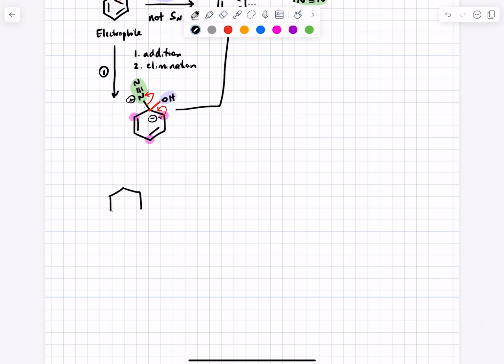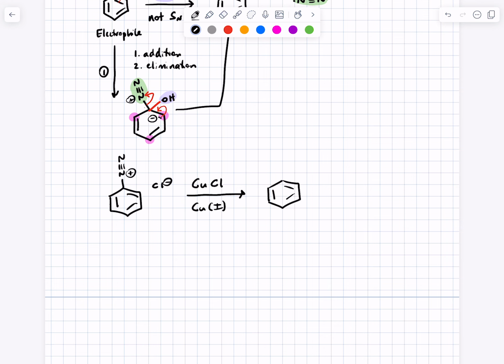So here is a diazonium ion, and here's the counter ion. Apparently, the counter ion itself is not nucleophilic enough to do the substitution reaction. Apparently, you need the presence of copper, and not just any copper, but copper(I), to promote this reaction. This will replace the diazo group with a chlorine.